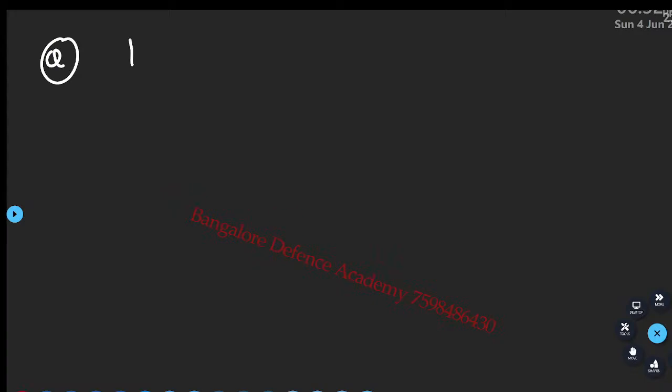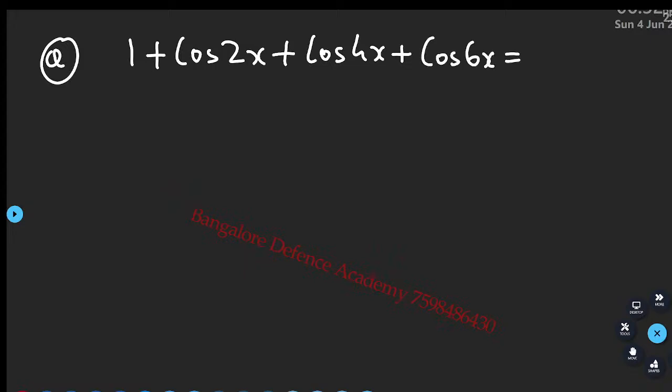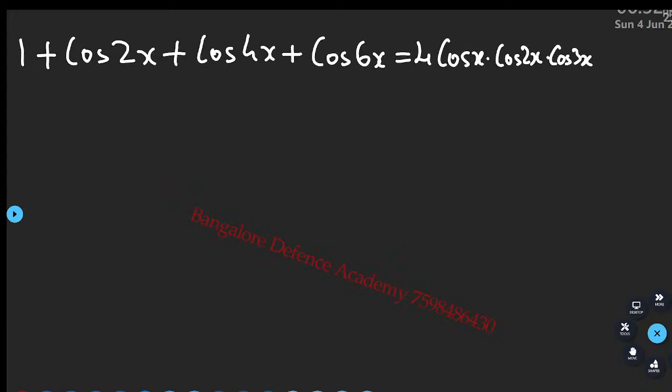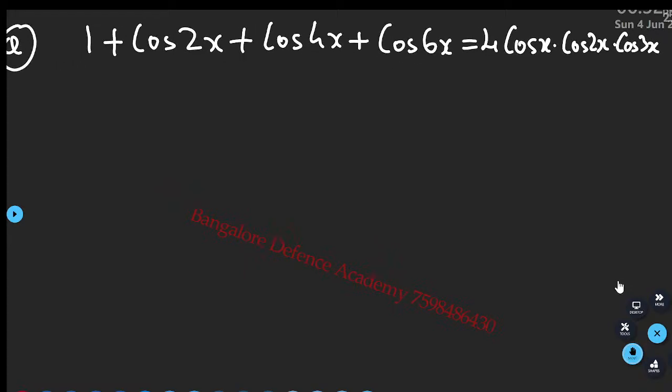Same method. 1 plus cos 2x. Now instead of sin, I am giving cos. Now this is cos 4x plus cos 6x is equal to 4 cos x into cos 2x into cos 3x.